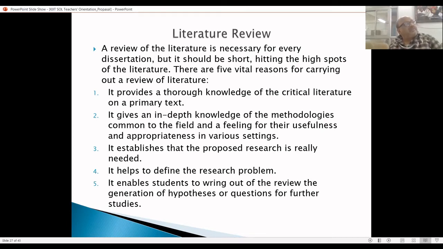And it helps establish that the proposed research is really needed. That is, it helps us to find the gap, the research gap. It also helps us to define the research problem. And it also helps us to be precise about our hypothesis.